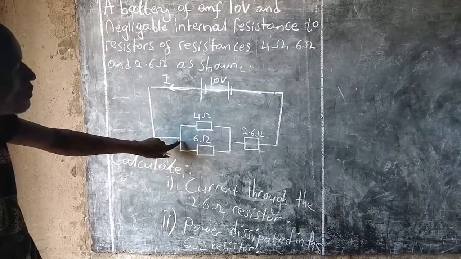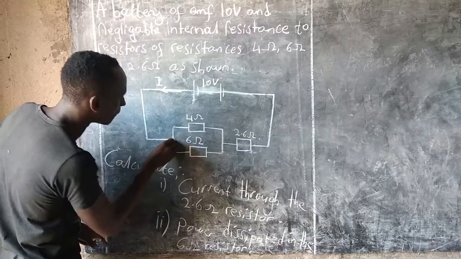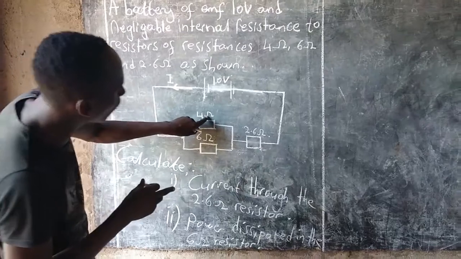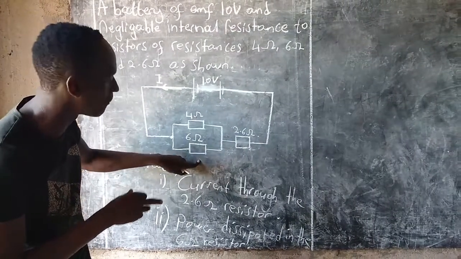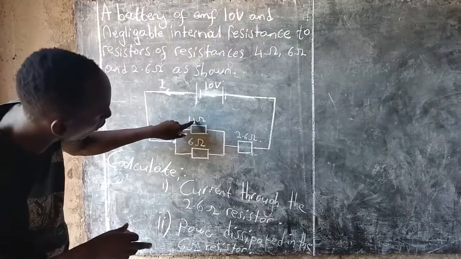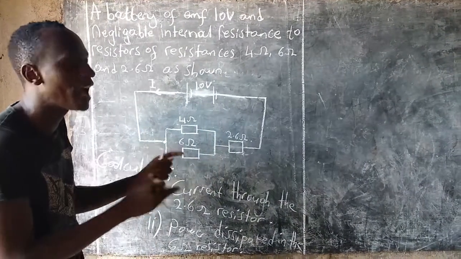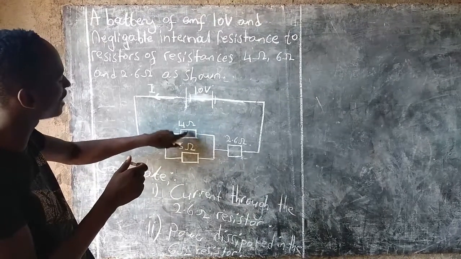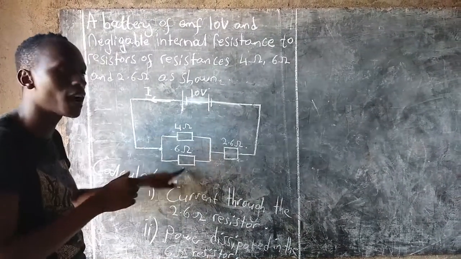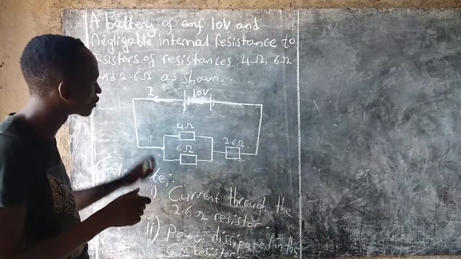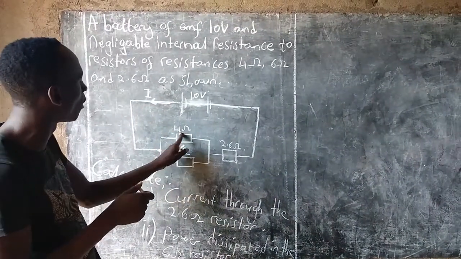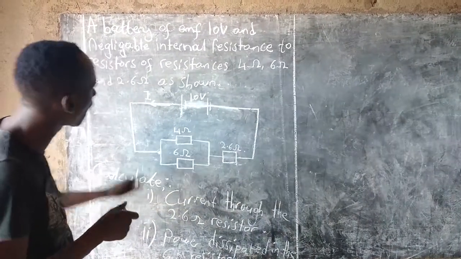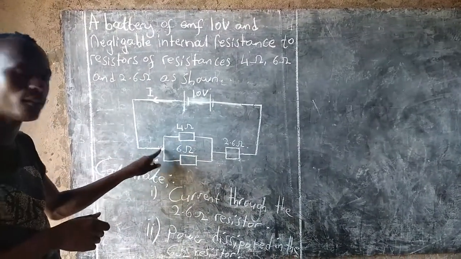Now, when it comes here, we call this a junction. So this current is going to divide to pass through the 4 ohm resistor and the 6 ohm resistor. This means that now the 4 ohm resistor and the 6 ohm resistor are in parallel, because components in parallel have different current passing through them. So the amount of current passing through the 4 ohm resistor is not the same current passing through the 6 ohm resistor. So our current in this case is going to divide.